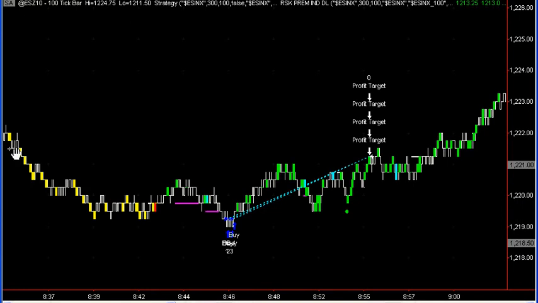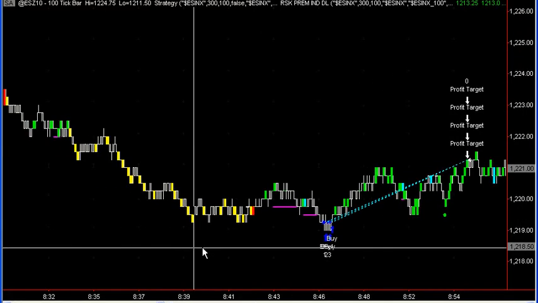If the bars are colored yellow, the stochastic is still going down. If they're green, the stochastic is going up. So that tells us a little bit about the trend using this specific tick bar interval.